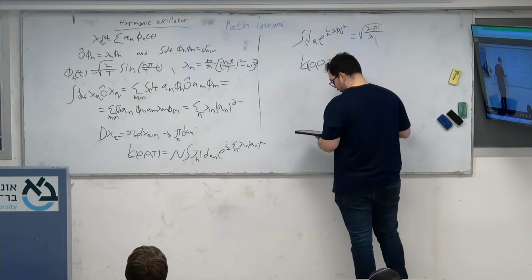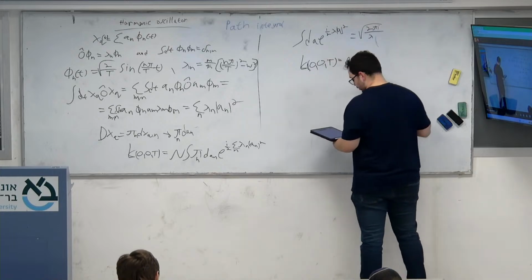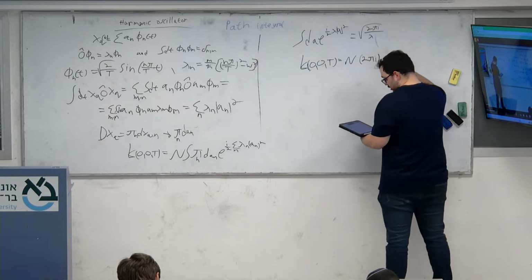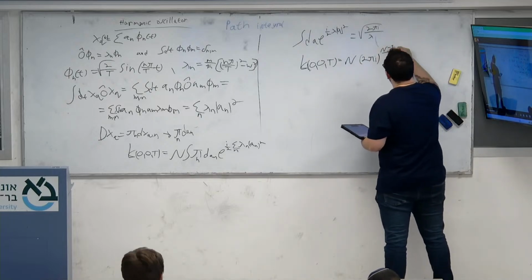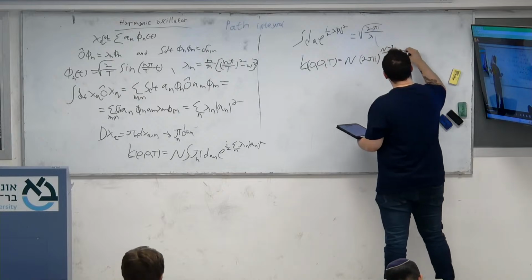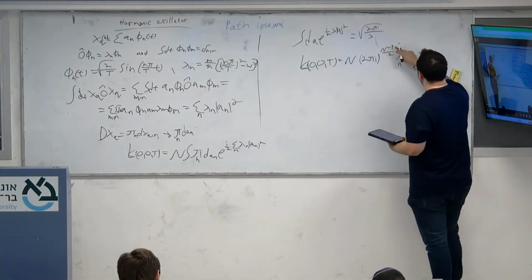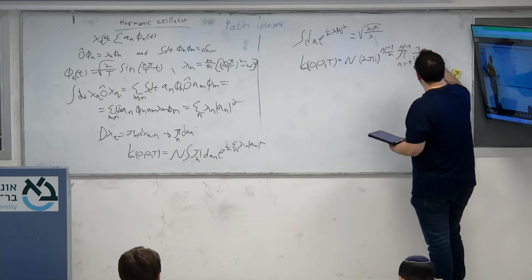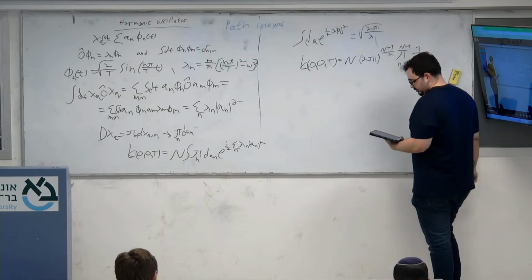Okay, k 0, 0 equal to the normalization factor, 2 pi i times n minus 1 divided by 2 pi, divided by the product n goes from 1 to n minus 1 divided by the square root of lambda n.